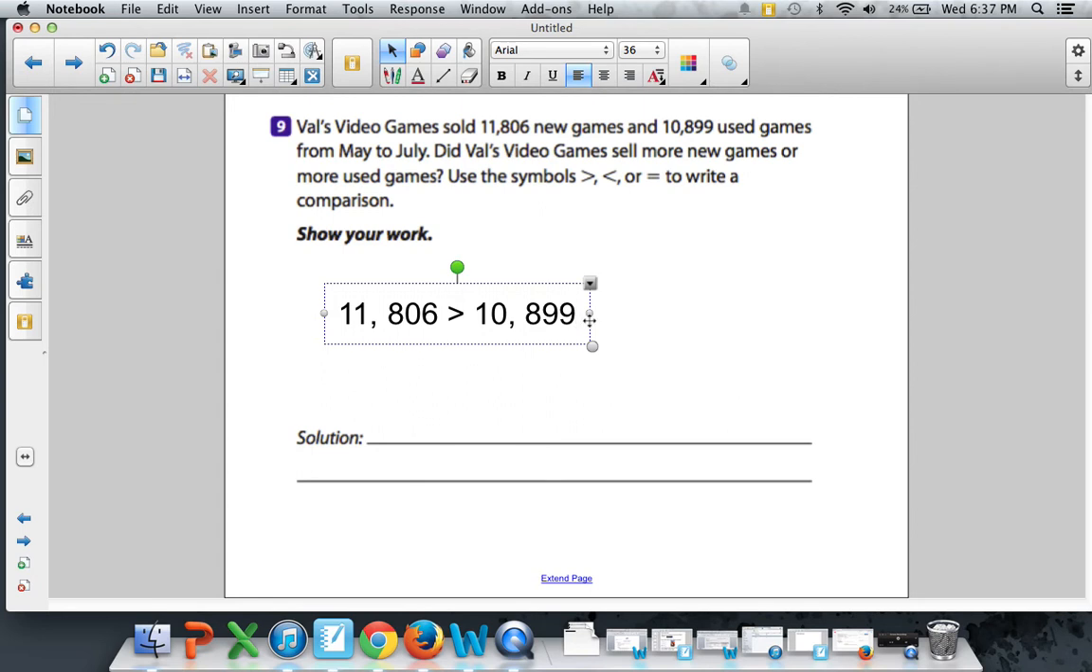So what do they sell more of? New games or used games? Look at the problem one more time. Make sure you match up the number to the words. It looks like 11,806 is for new games. There you go. That's it. We're on the last one, guys. Last one. So happy. All right.